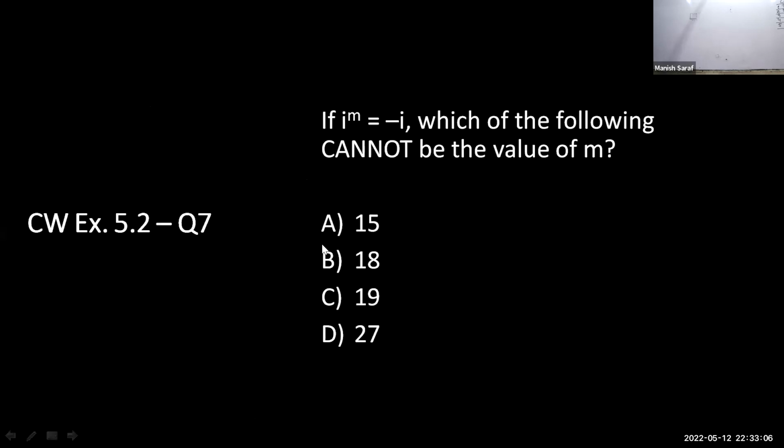Next problem. This is real SAT. Let's see. Which of the following cannot be value of M? i to the power M is equal to minus i. तो आपको ये देखना है कि माइनस आई कब आता है, because that cannot be value of M. So 30 seconds. Option? Cannot be the values.